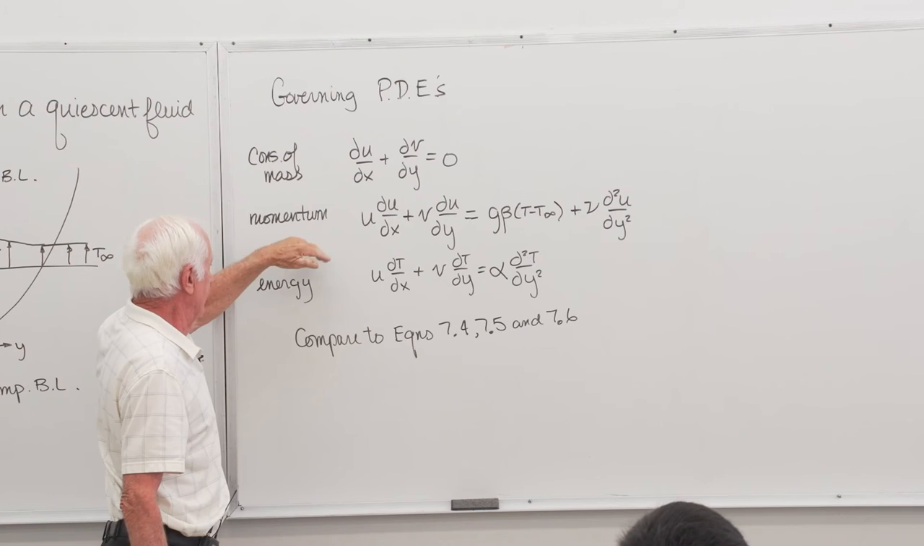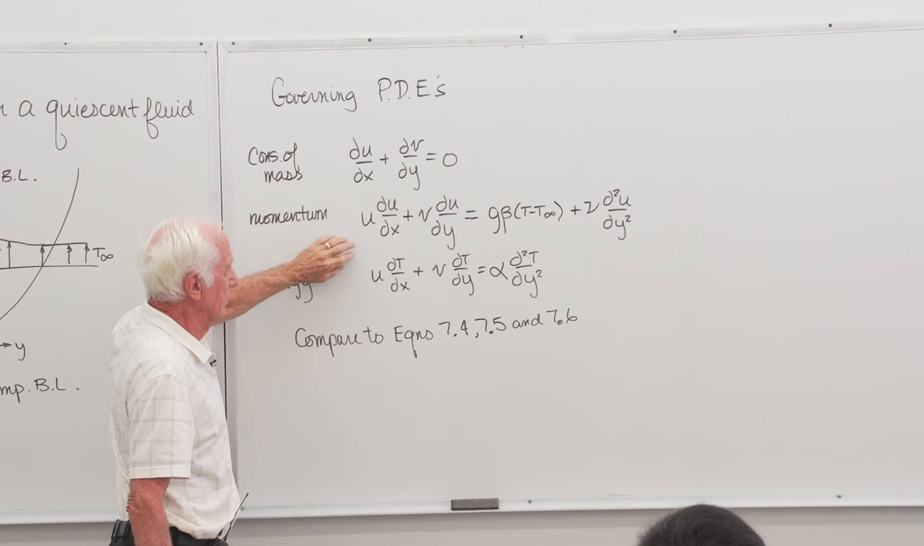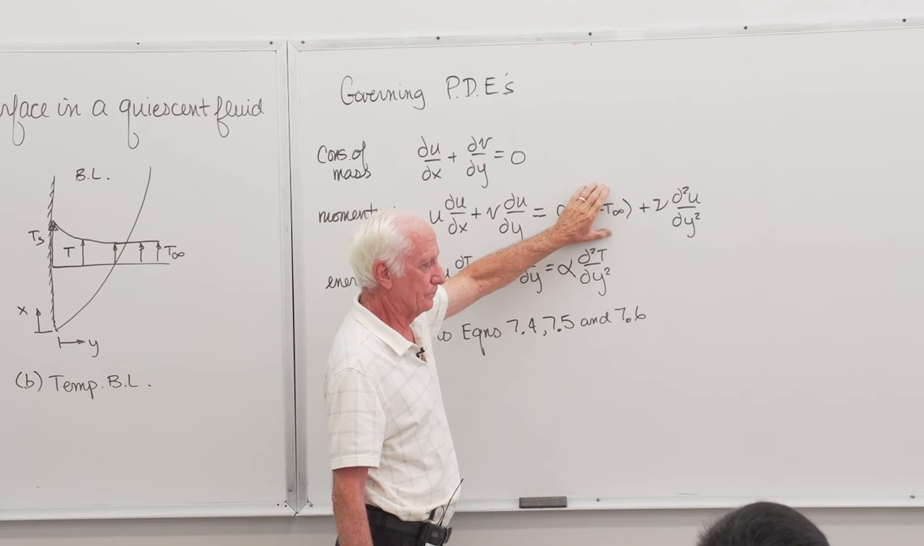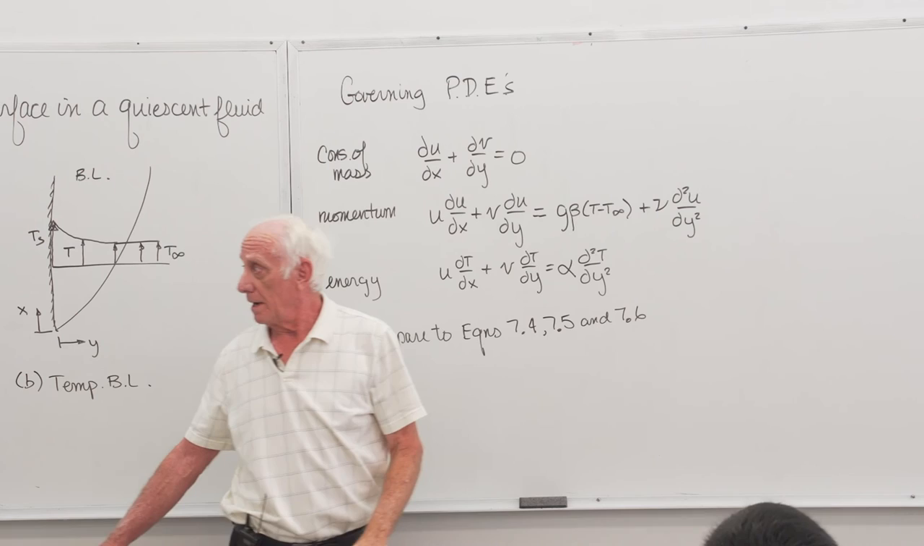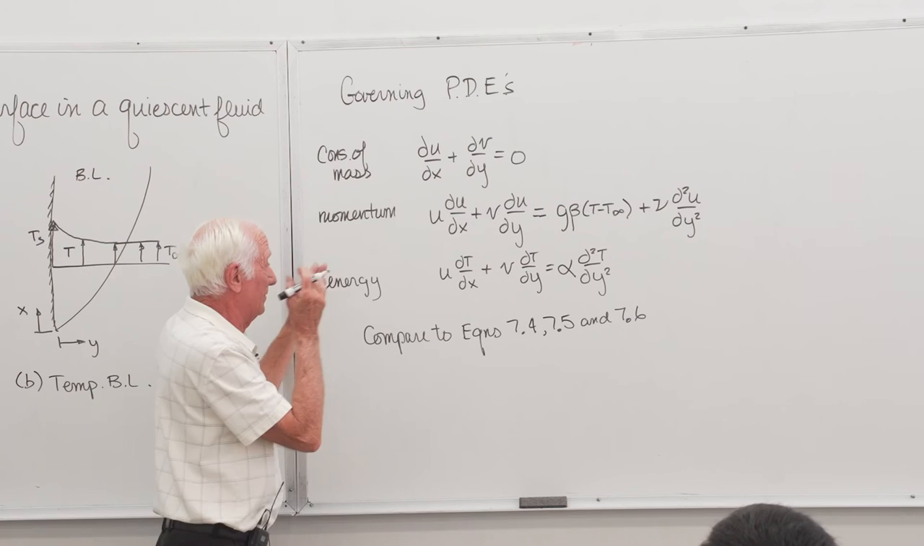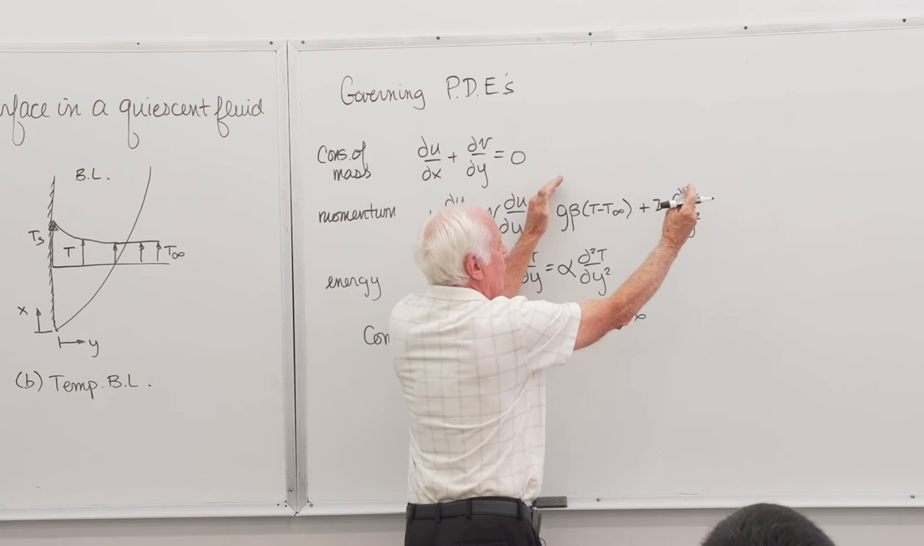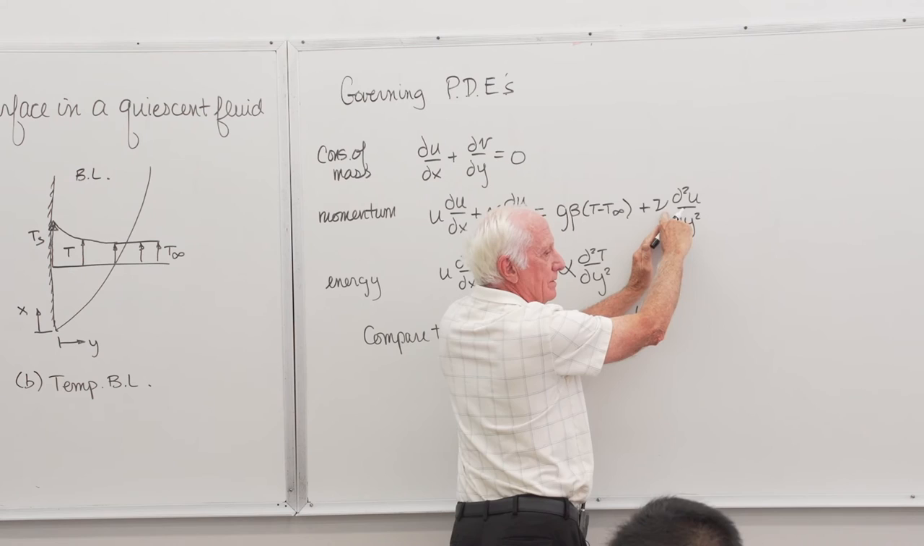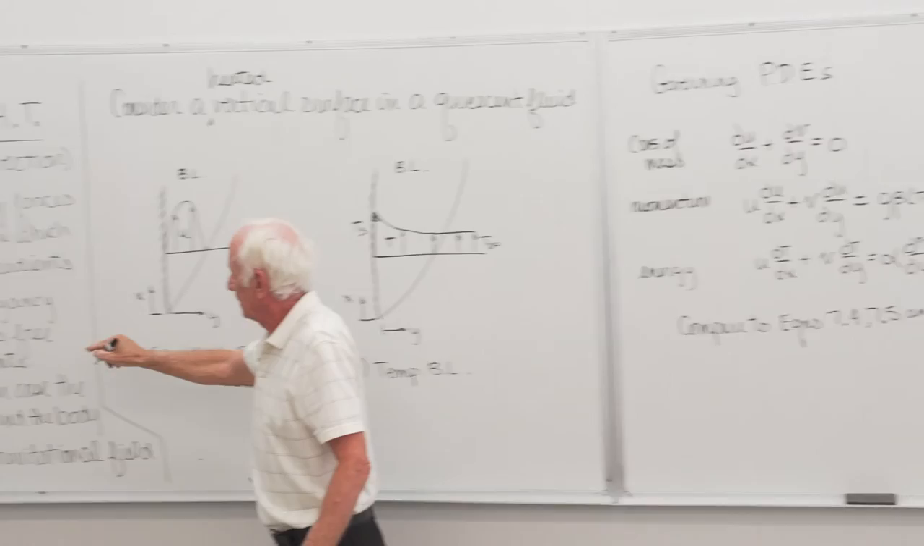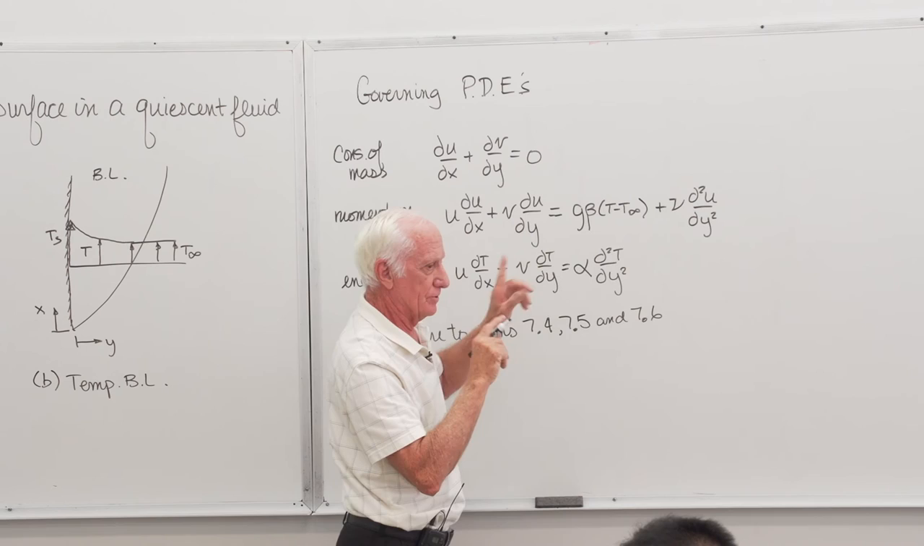But the x momentum here is different. What's different? This term wasn't here. This term is due to the buoyancy effect. That's the buoyancy force. So you know what momentum is. This side of the equation is the change in momentum, equal to the forces acting on it. What's this force? Oh, it's got viscosity. This is a viscous force. What's this force? This is the buoyancy force, two forces. Viscous force, buoyancy force. So that's the difference.